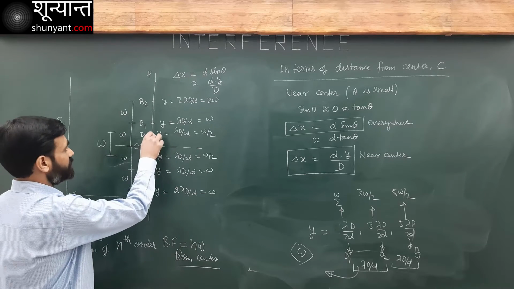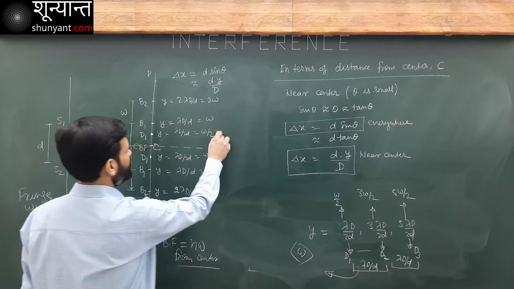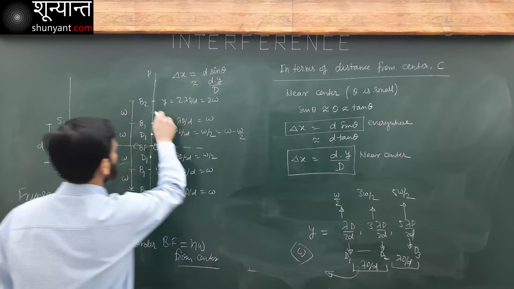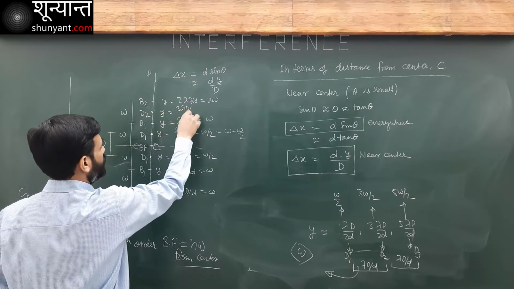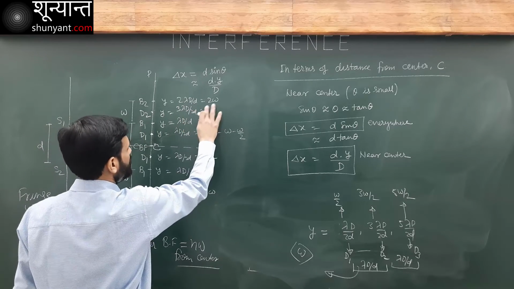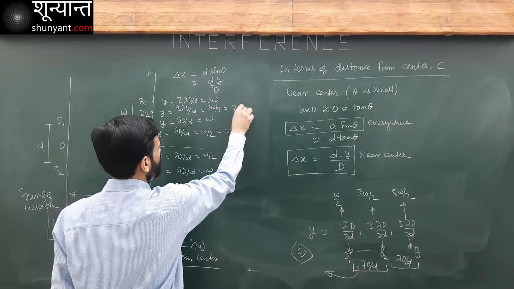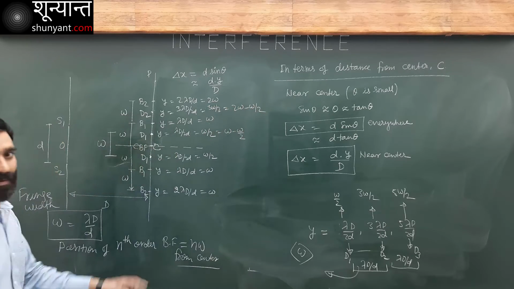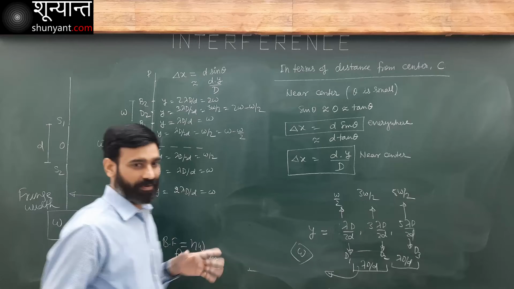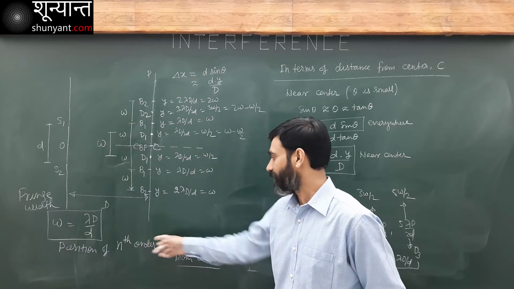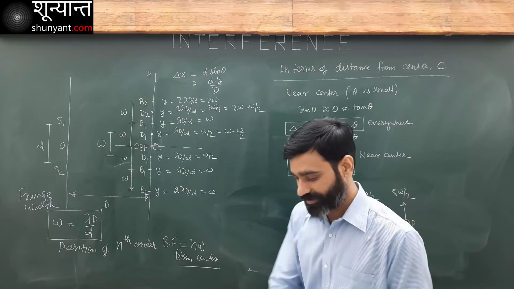This is the first dark fringe. I can write this as omega minus omega over 2. For the second dark fringe, y will be equal to 3 times lambda D over 2d, which is 1.5 omega, or 3 omega over 2. This I can write as 2 omega minus omega over 2. Finding the position of the nth bright fringe is direct, n omega. It's easy to remember. What about the nth dark fringe?